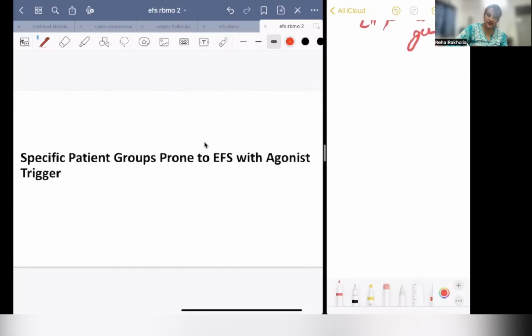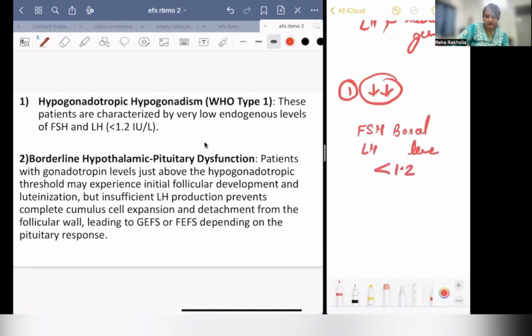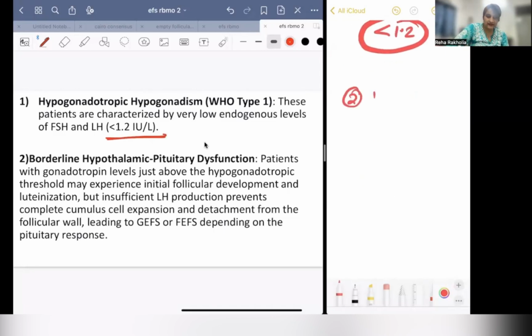Specific patient groups prone to EFS with agonist trigger. With a GnRH agonist trigger, which people are prone to EFS? First is the hypogonadotropic hypogonadism patient. Means what? FSH and LH basal level is less than 1.2. Okay. Then second is borderline decrease. Borderline decrease means it is not very low, but it is not more either, just above the hypo thresholds.